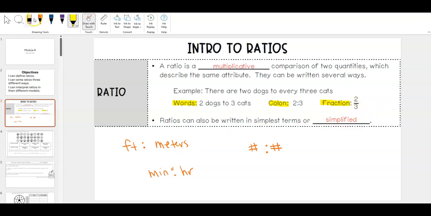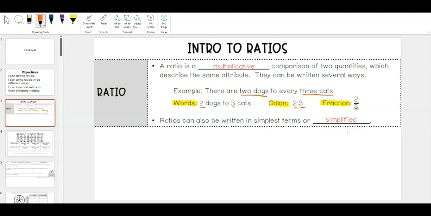Now, the most important thing about ratios is that the way you read what you're comparing has to be the way you write it. So notice that it says there are 2 dogs to every 3 cats. And notice how every ratio is 2 first, then a 3. It's very important to keep your order the same with ratios.